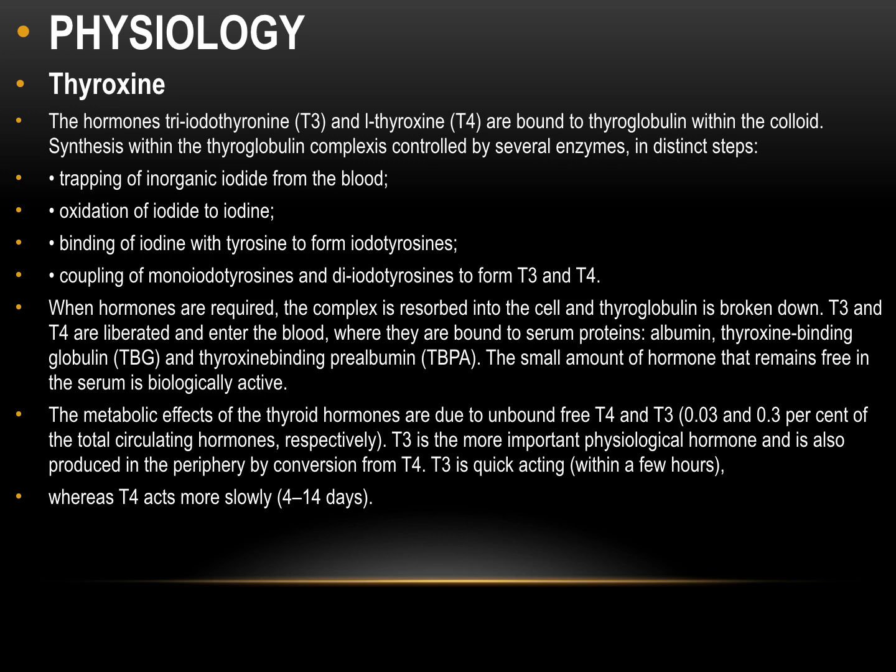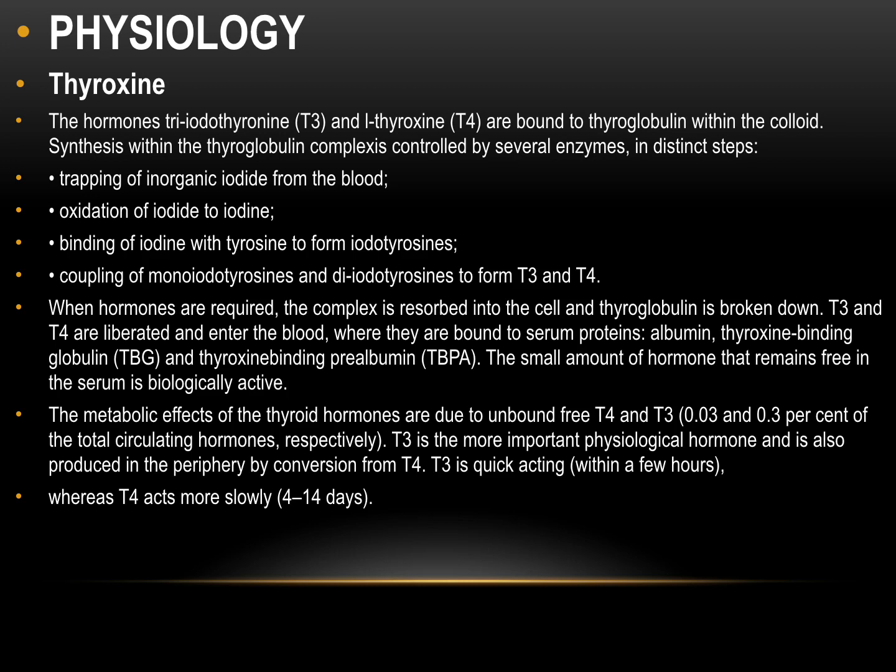Physiology. The hormones triiodothyronine T3 and thyroxine T4 are bound to thyroglobulin within the colloid. Synthesis within the thyroglobulin complexes is controlled by several enzymes in distinct steps. The first step, trapping of inorganic iodide from the blood. Second, oxidation of iodide to iodine. Third, binding of iodine with tyrosine to form iodotyrosine. Coupling of monoiodotyrosine and diiodotyrosine to form T3 and T4.